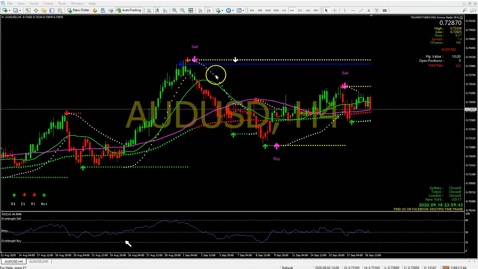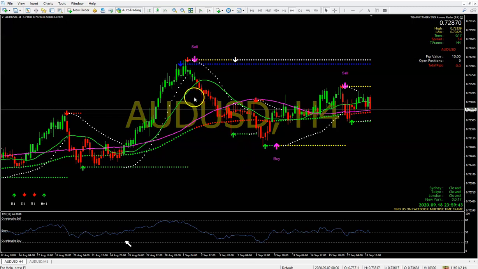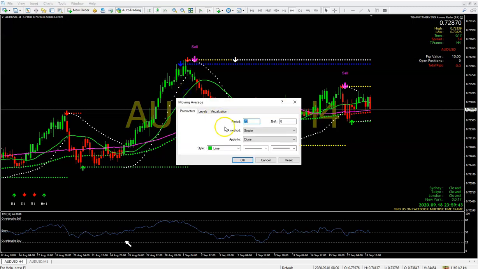The first thing that I have here, guys, is I added the parabolic. The settings that I have on the parabolic are 0.001 and the maximum is 0.002. All you gotta do next is press OK. The next thing that I have here is three moving averages. The first moving average is the 20 moving average. I have it as a simple. The color is lime. Press OK.